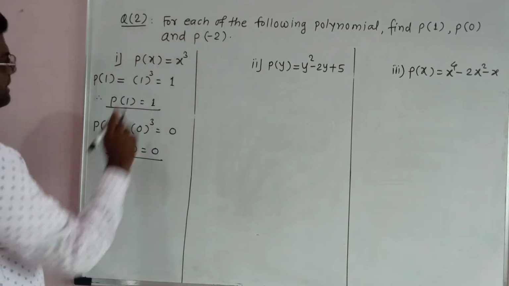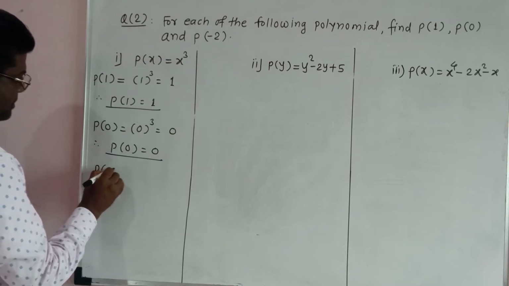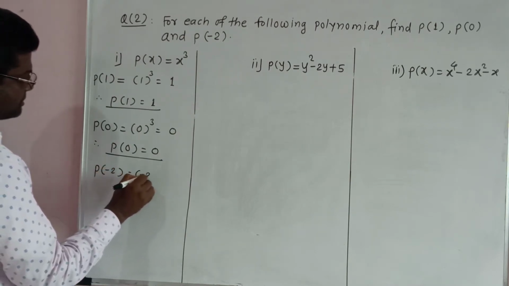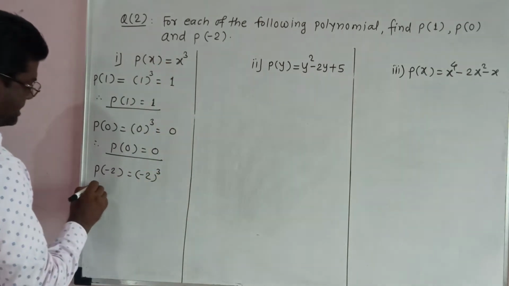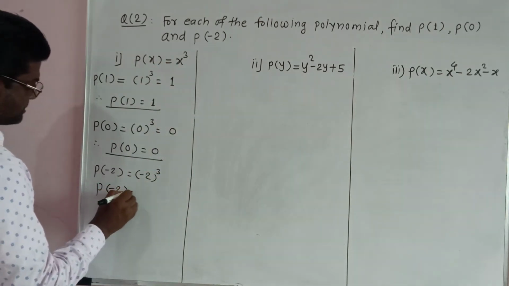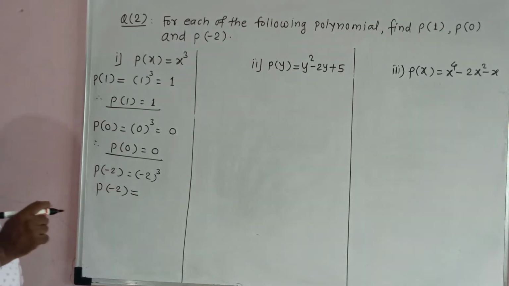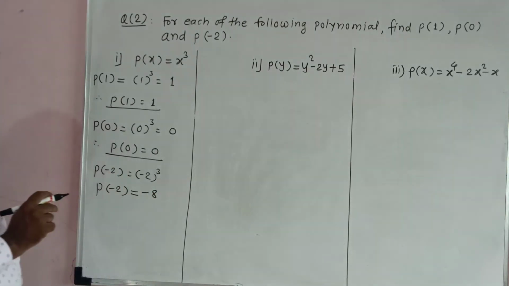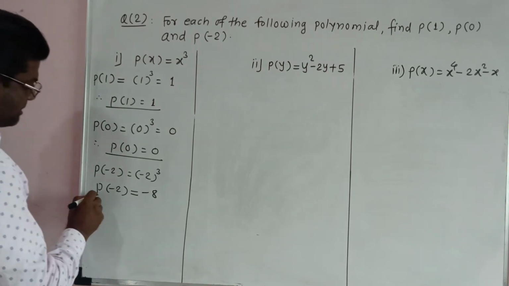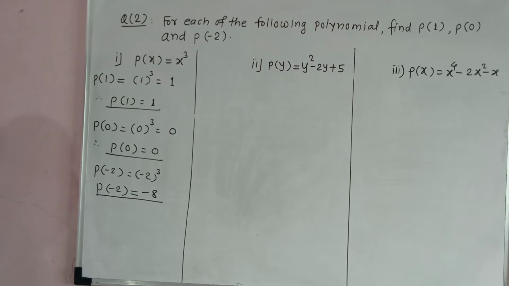Now p of minus 2. Put x is equal to minus 2. Here x is equal to minus 2 raised to 3. So p of minus 2 is equal to minus 2 into minus 2 plus 4 into minus 2 minus 8. Minus 2 raised to 3 is minus 2 into minus 2 into minus 2, that will be minus 8.